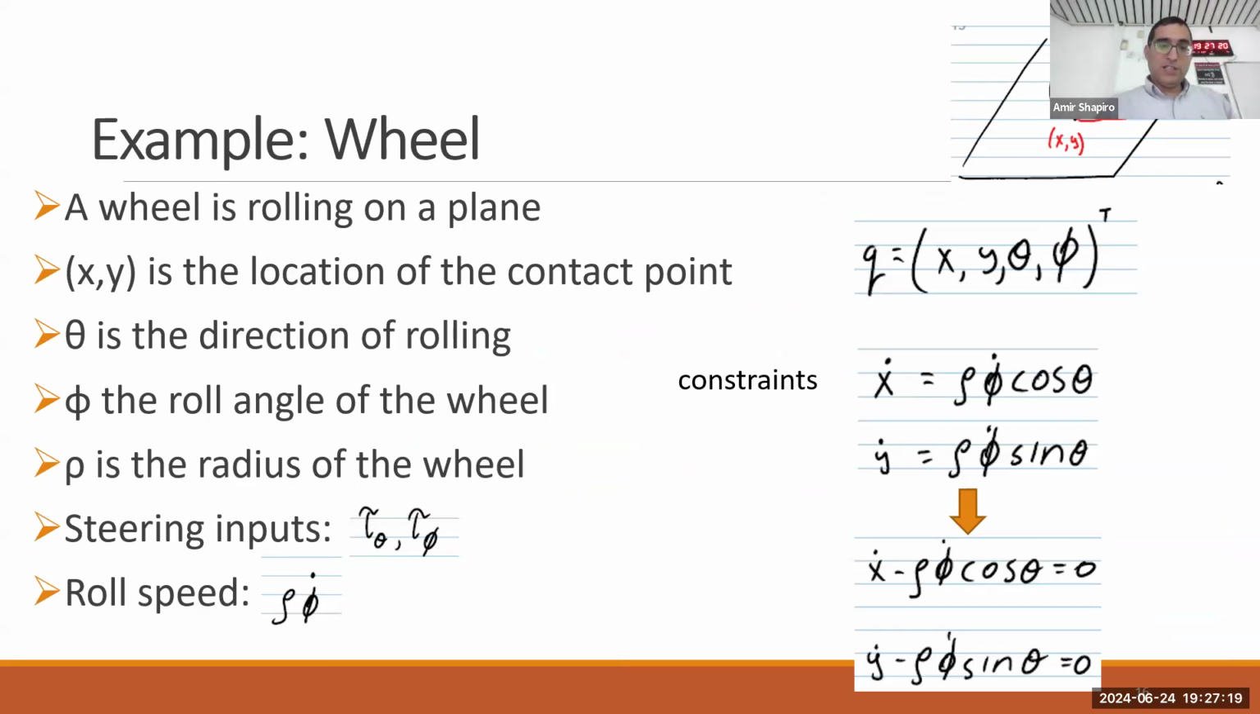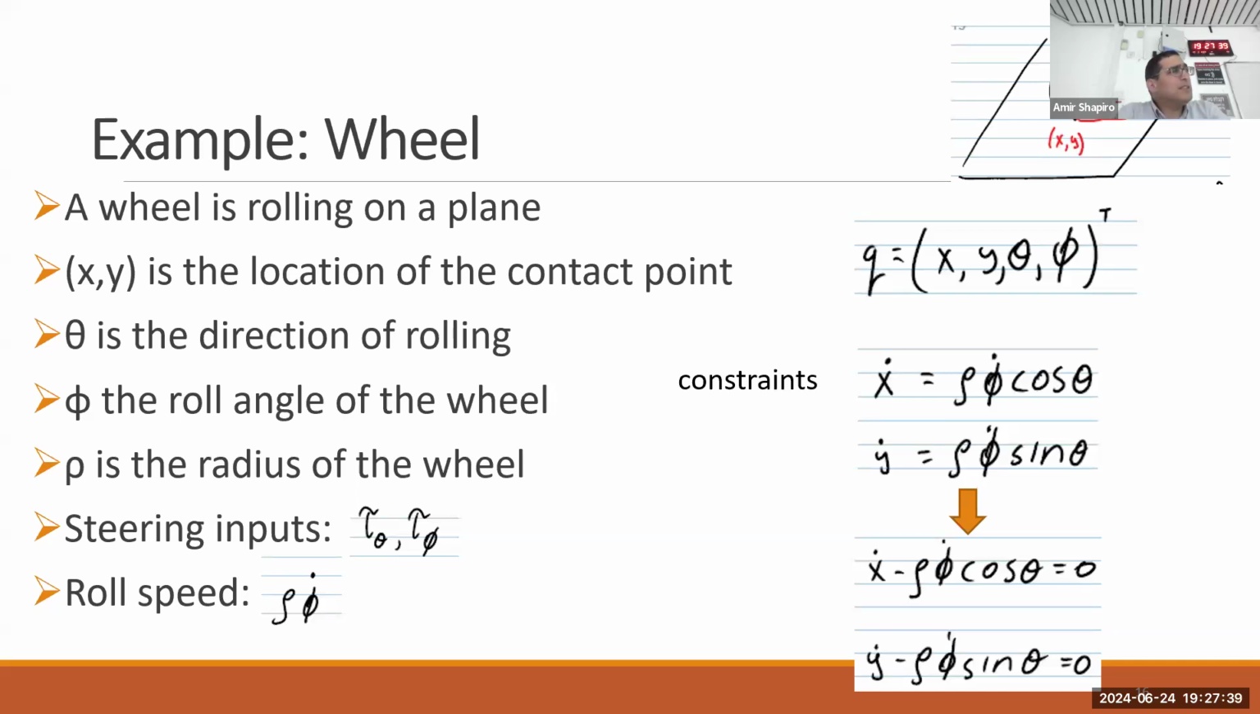I don't have time for another. Okay, I'll do the next example, and then we'll finish this.